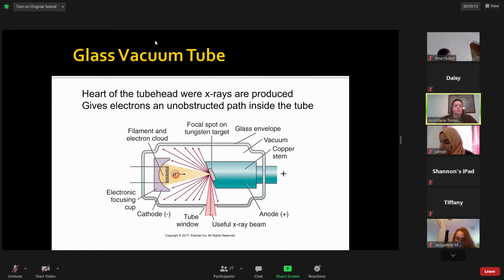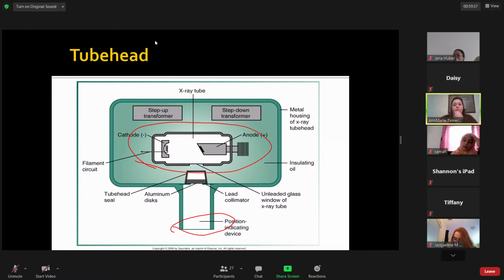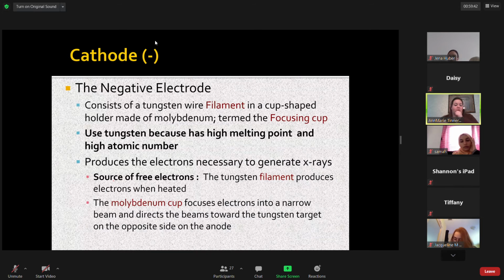All right, so here's your glass vacuum tube. This is the heart of the tube head. This is where X-rays are produced. It is going to give electrons an unobstructed path inside the tube. Okay, so this is basically just a blown up picture of this portion that I circled here. All right, so now we're going to talk about the portions of the glass tube.